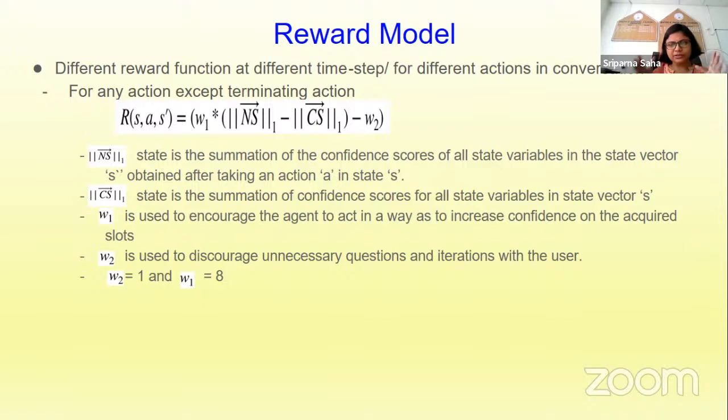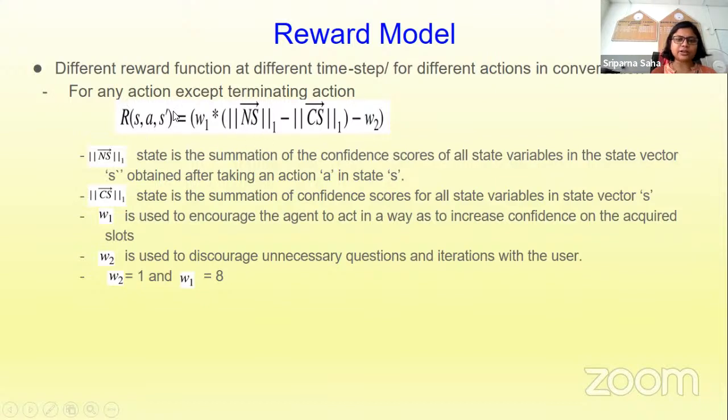So this deep Q network is predicting an action depending on the policy that it has learned, and whether this action is correct or not is checked by the reward function. There is a signal on whether this action is correct or not. So there are different reward functions at different time steps for different actions in the conversation.